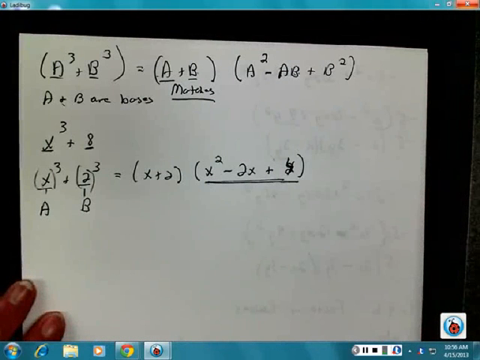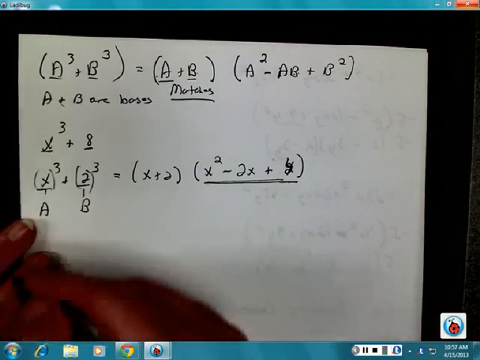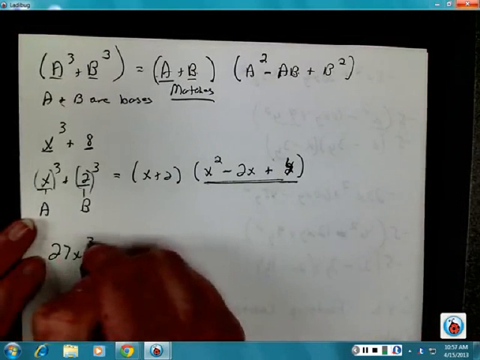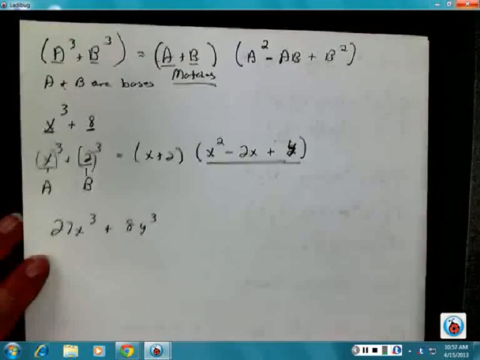Okay? So, yep. So if you had this, for instance, 27x cubed plus 8y cubed.